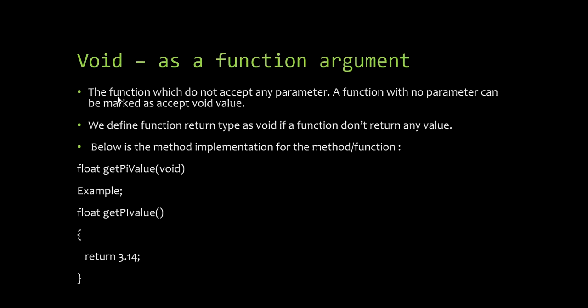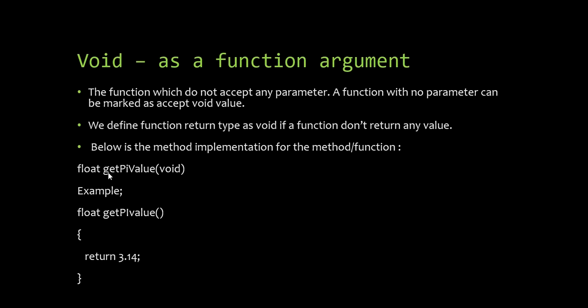Now void as the function argument. The function which does not accept any parameter, or the function with no parameter, can be marked as accepting a void value. Below is the method implementation for the function float get pi value void. Look at the declaration of this particular function. It will return you a float.